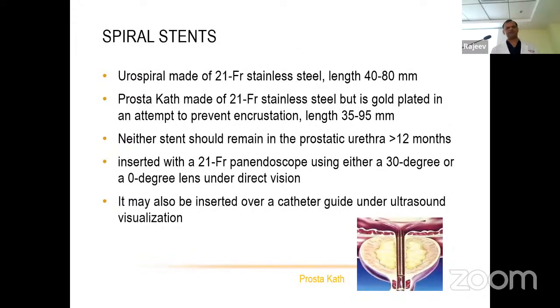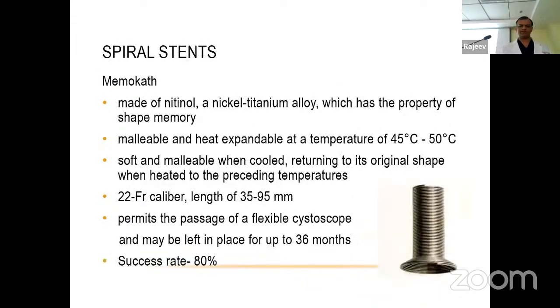And next is spiral stents. Spiral stents are Eurospiral and Prostakath. These are made of stainless steel, and neither of these stents should remain in the prostatic urethra for more than 12 months. These can be inserted with the help of a pan endoscope or under ultrasound guidance.